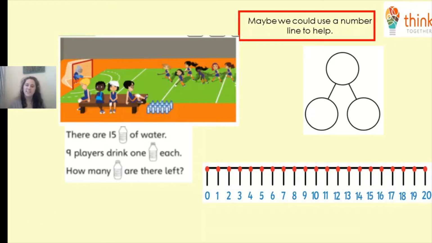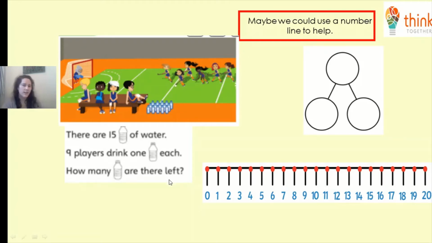Okay, let's think together to find the answer to our next question. We're going to read it now. There are 15 bottles of water. 9 players drink 1 each. How many bottles are there left?